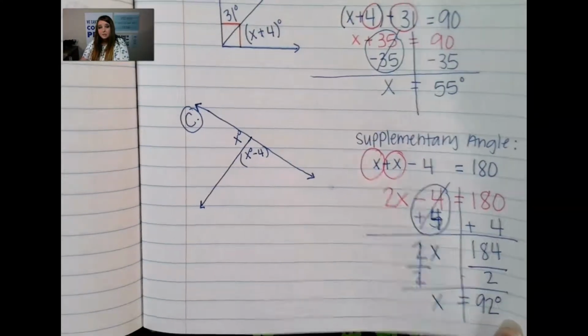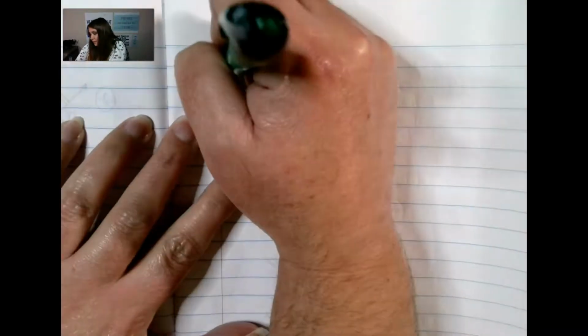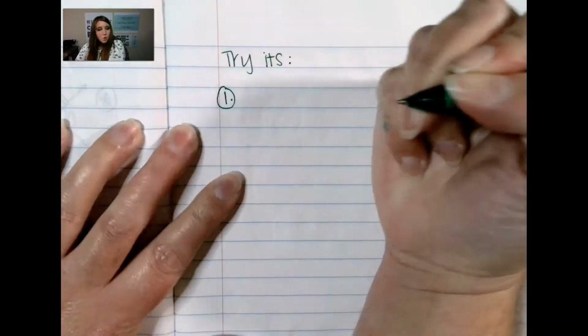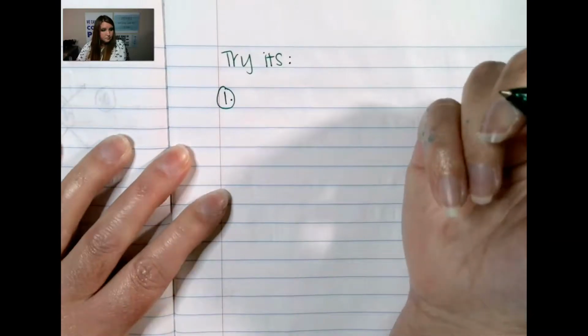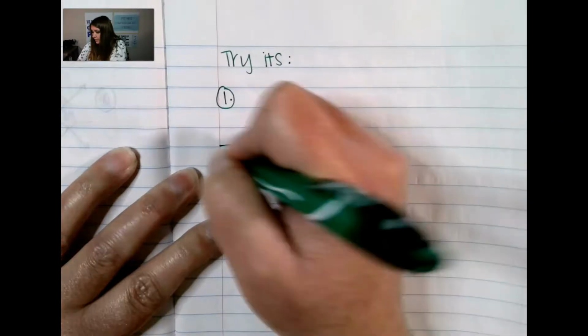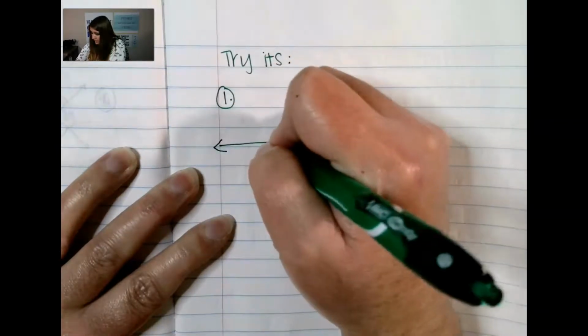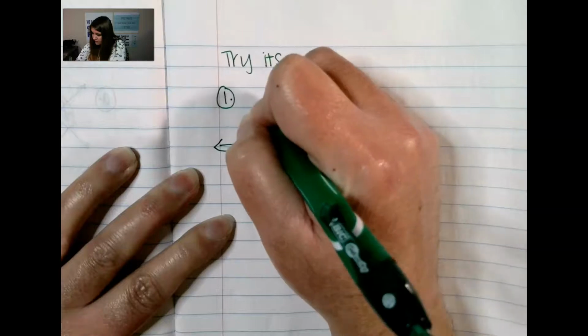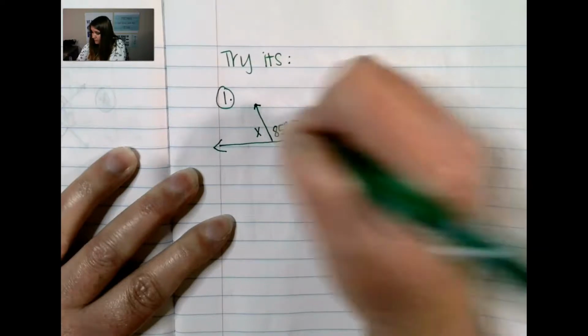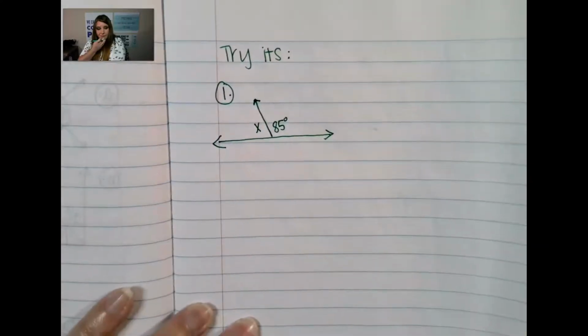So now it is your turn to do some triads. So identify the angle type first and then solve. Okay, are you ready? Okay, so let's do some triads. Okay, so triad number 1. Triad number 1, it looks like this. Okay, that is triad number 1.